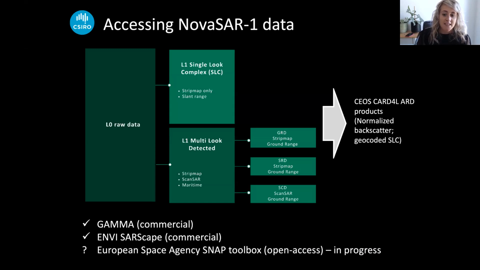So NovaSAR data is provided in Level 1 (L1) format, and this includes single look complex products and multi-look detected products. For those of you who are also familiar with analysis ready data formats, we're also in the process of distributing ARD products that are compliant with the CEOS CARD4L guidelines. The current software that's compatible with the data includes GAMMA and ENVI SARscape, and there are some utilities also available in the European Space Agency's SNAP Toolbox. Any updates on this will be provided to users in due course. Currently, the satellite operator SSTL are developing these tools with the European Space Agency.